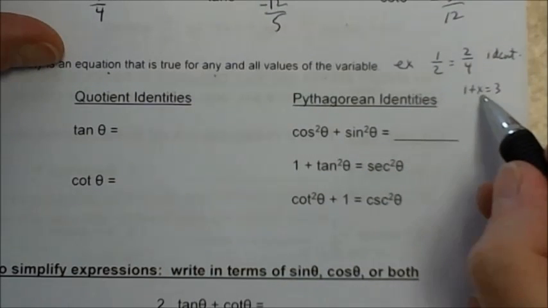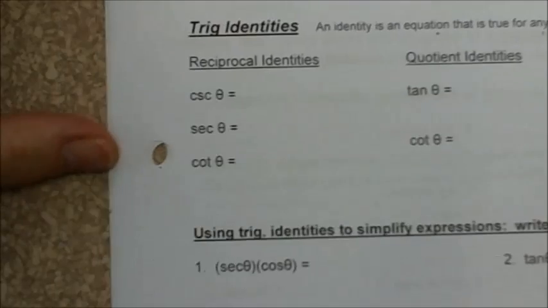But if you have something like 1 plus x equals 3, that's not an identity. That's an equation, and that's only true if x equals 2. So this isn't true for all values of x. So what we have is some things that we've already studied.